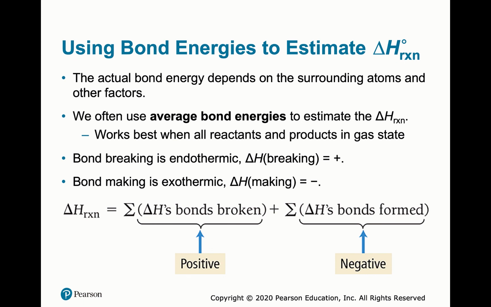And you can use these to estimate the standard enthalpy change for reactions. The idea is that it's the sum of the energies of the bonds that are broken, these are positive, minus the sum of the energies of the bonds formed. So the bonds formed are going to be exothermic, the bonds broken are endothermic. So that's the idea there.